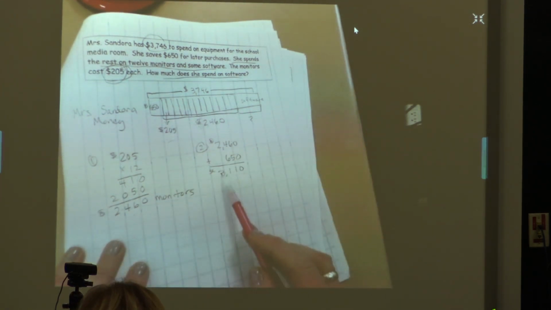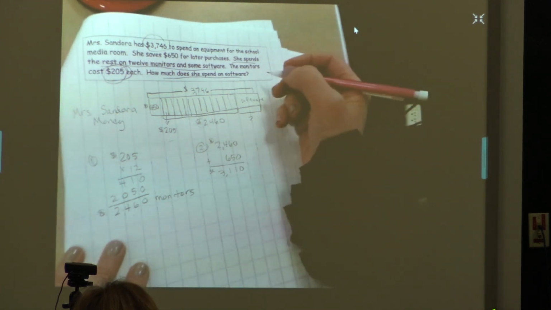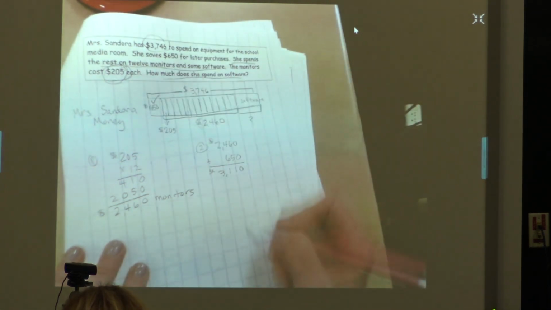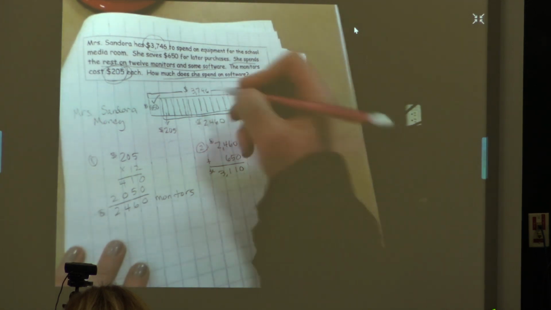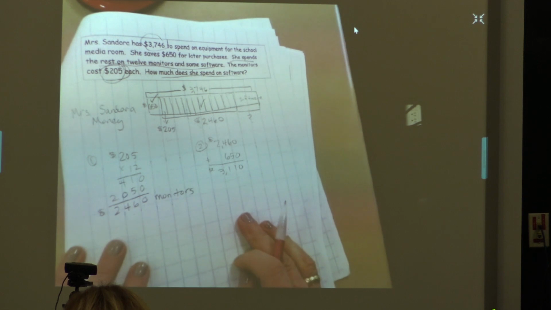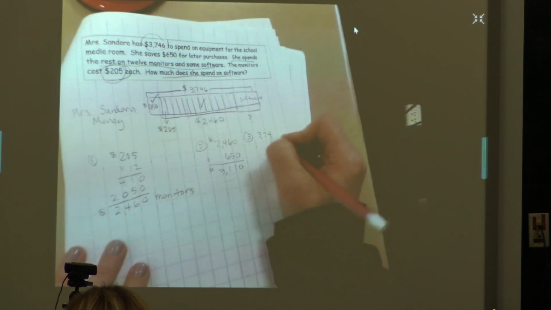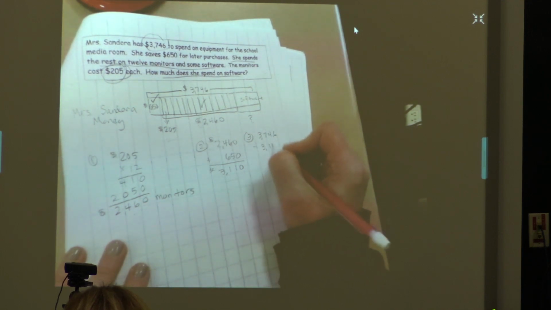All right. So then I've got this. So I know that I'm going to put a little check mark. So I've taken care of the 650, and I've taken care of the monitors, right? So what do I do then with this amount? Can I subtract it from the total? Minus, right?